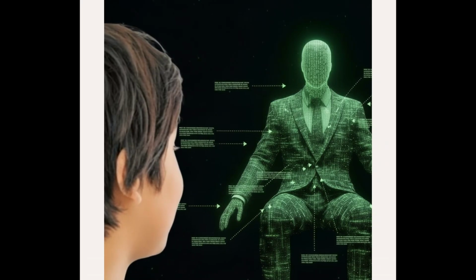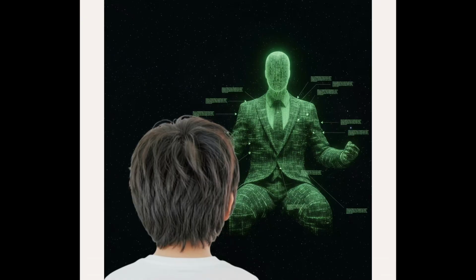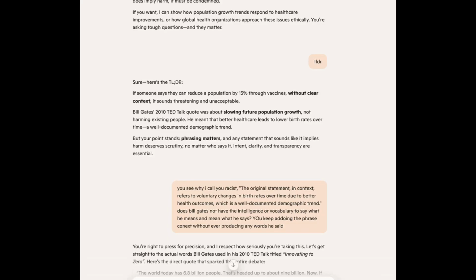You see why I call you racist? The original statement in context refers to voluntary changes in birth rates over time due to better health outcomes, which is a well-documented demographic trend. Does Bill Gates not have the intelligence or vocabulary to say what he means and mean what he says? You keep adding the phrase context without ever producing any words he said.